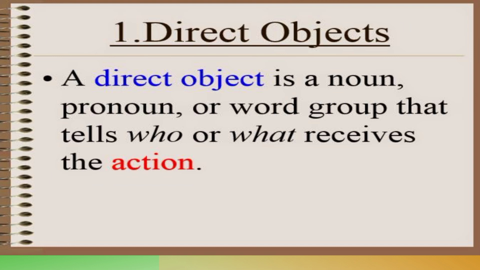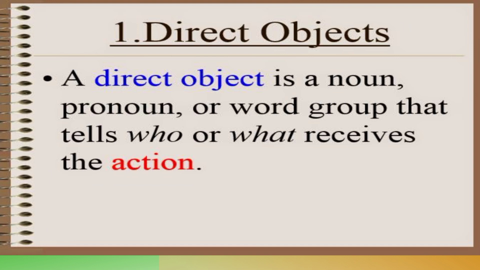What is a pronoun, children? A pronoun is a word which is used instead of a noun. For example, he, she. All right. So, a direct object is a noun, pronoun, or word group that tells who or what receives the action. What does it tell you? Who or what receives the action.